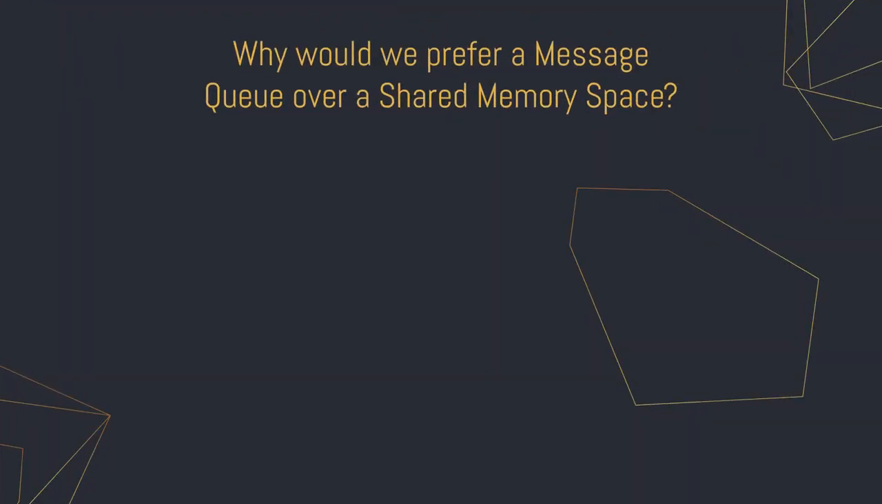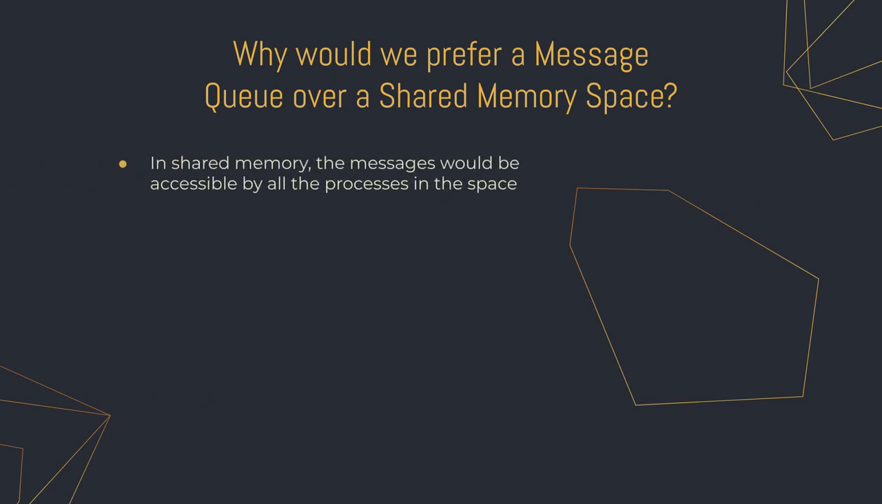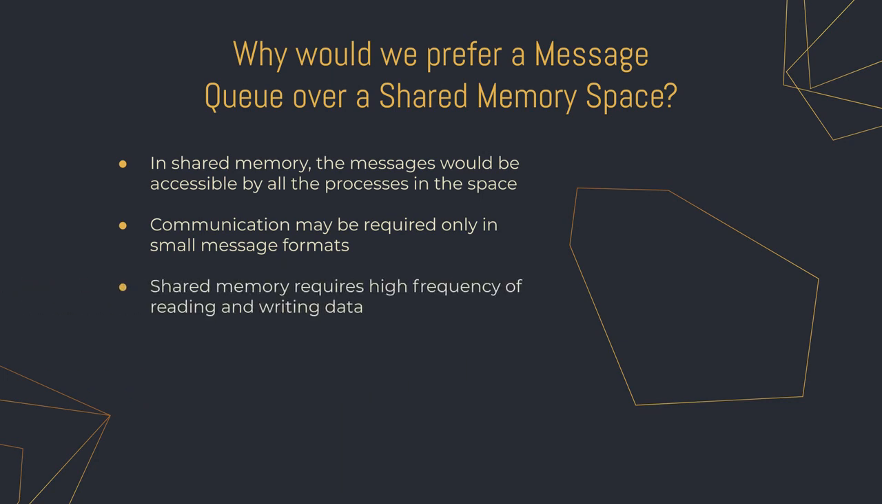Now, why would we prefer a message queue over a shared memory space? Well, in shared memory space, the messages would be accessible by all the processes in the space. We may not want that. We may only want it to be accessed by a single process. There's also the chance that communication may be required only in small message formats. So there's no need to create a separate space when the messages to be sent are relatively small and easy to send across using a message format.